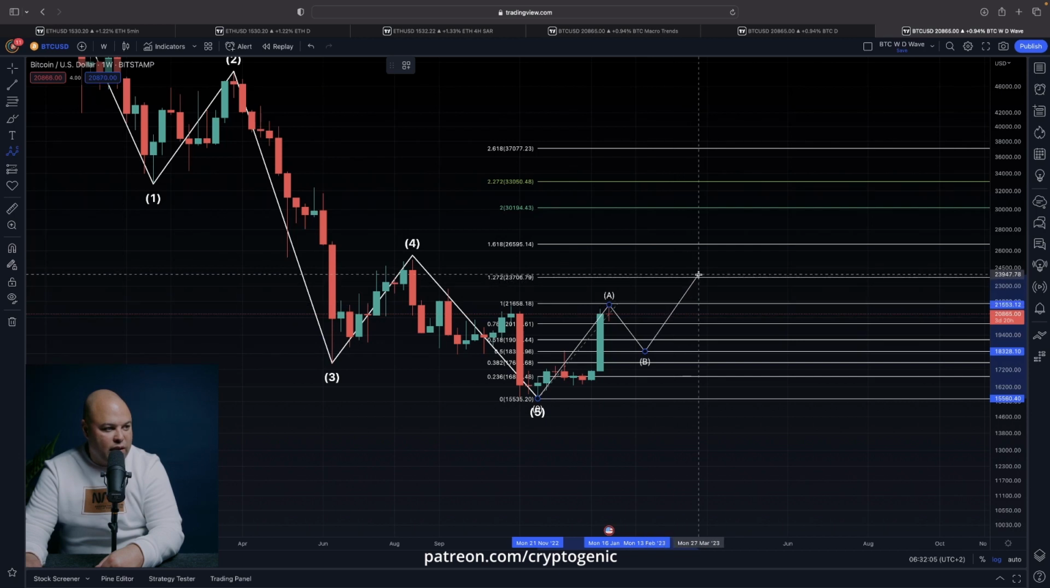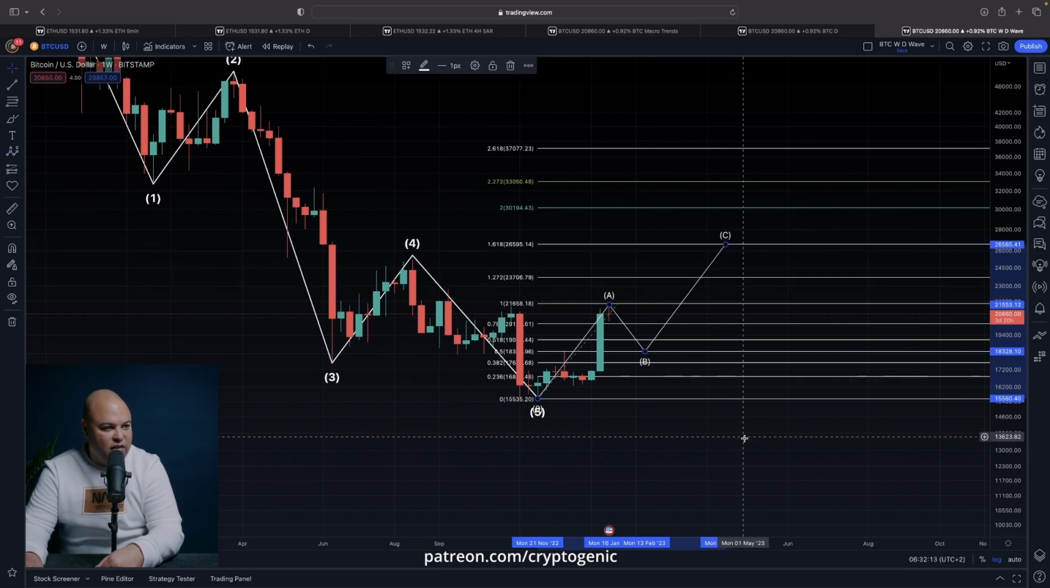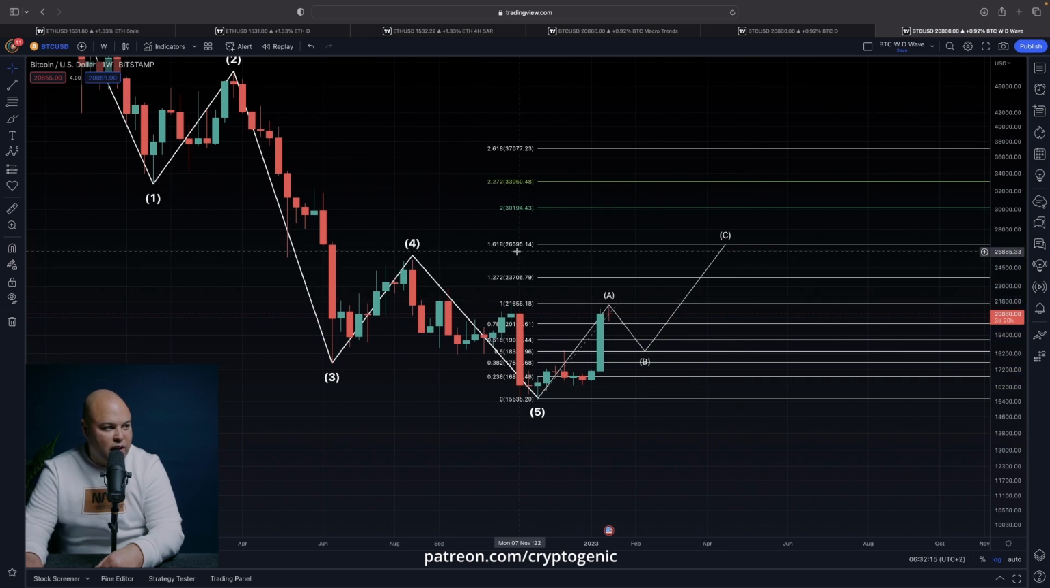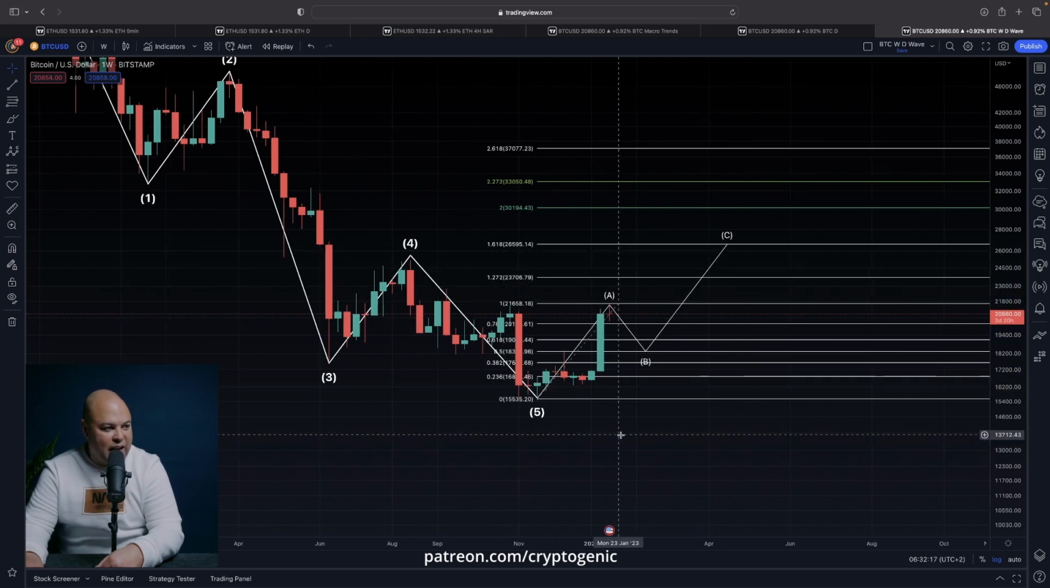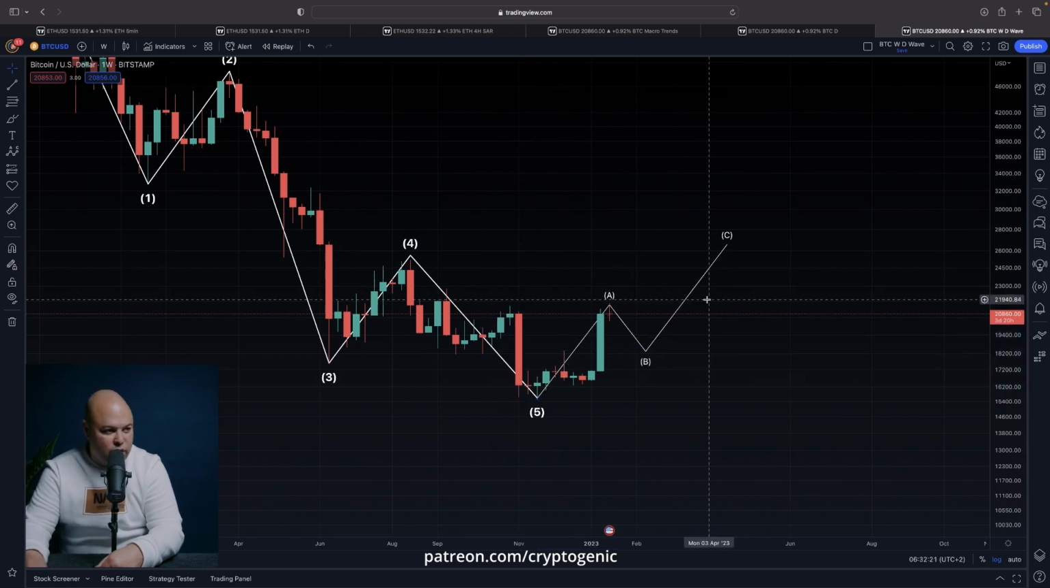And then the C correction can go anywhere between the 1.27 and the 1.618. I'm going to choose the 1.618. And this takes us up to a test of $26,595.